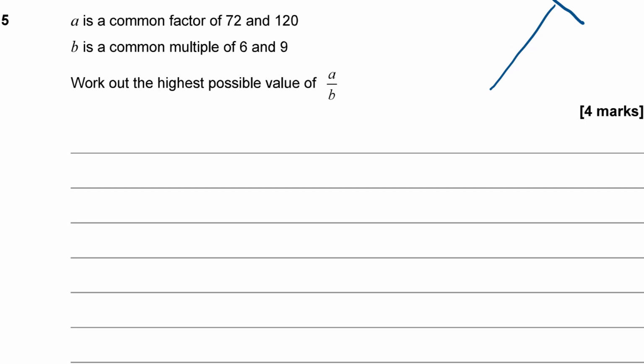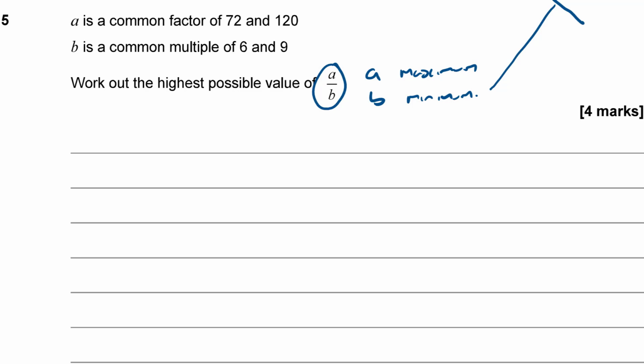Let's get into it. A is a common factor of 72 and 120 and B is a common factor of 6 and 9. Work out the highest possible value of A over B. Okay, so this fraction is going to be its biggest when A is at its maximum value and B is at its minimum value, isn't it? You'll get a bigger number if you divide by a smaller denominator.